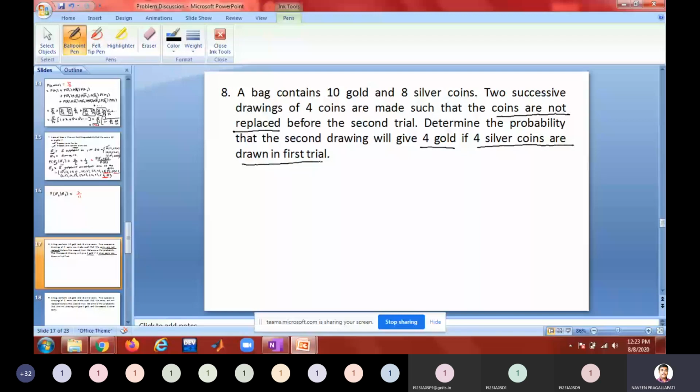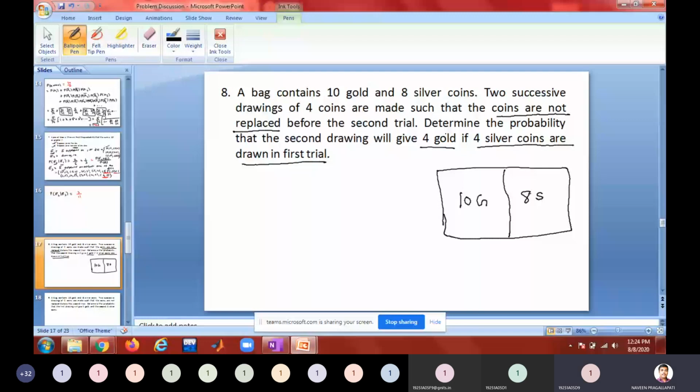So whenever a problem is given like this, we need to draw some box like this. There are 10 gold and 8 silver coins. Two successive drawings of 4 coins are made. In my first trial, 4 coins are taken, and after that, in my second trial, 4 more coins are taken. Before the second trial, I did not replace the coins which I have taken in the first trial. So, are these events dependent events or independent events?